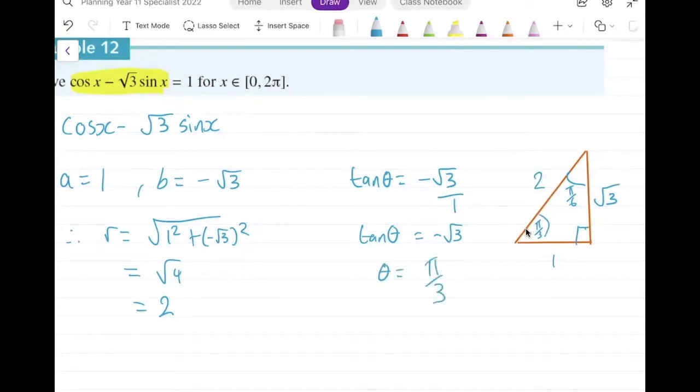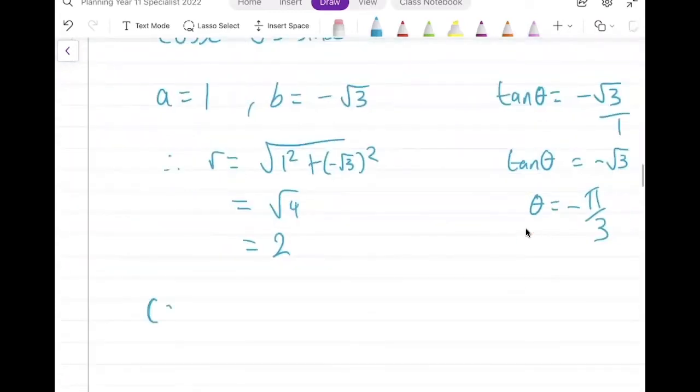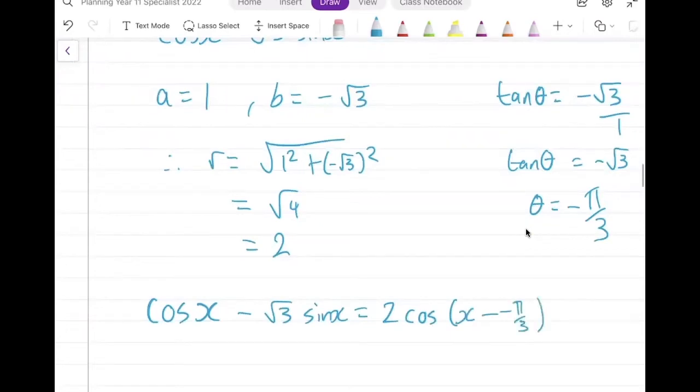So in this case, sine's negative. So the quadrant where sine's negative and cos is positive is going to make this negative pi on 3. So that's going to put it in quadrant 4. I've got my angle, I've got r. I can therefore say that cos x minus root 3 sine x is equal to 2 cos x minus pi on 3. Because I have this double negative, I can just change that to plus pi on 3. So I've now created a simplified expression.